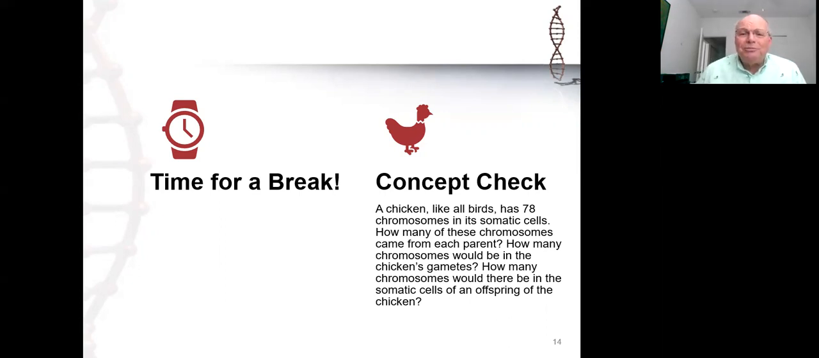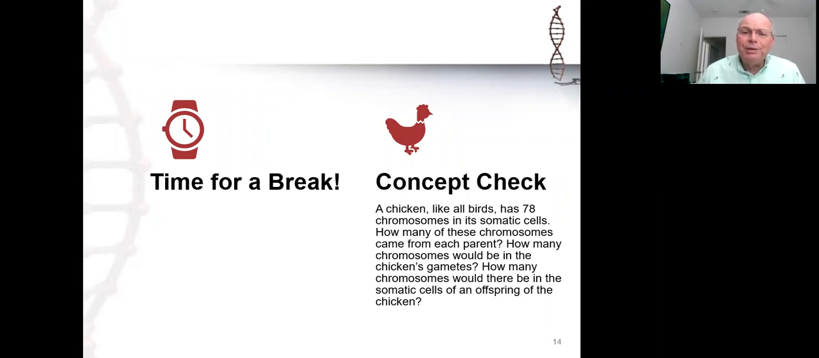Well, remember that somatic cells are diploid. They have two complete sets of chromosomes. So to find out how many chromosomes came from each parent, all we need to do is divide 78 by 2, and that will give us the half number of chromosomes, or the number of chromosomes in one complete set. And of course, 78 divided by 2 is 39. So half the chromosomes, or 39 of the chromosomes in each somatic cell, came from one parent. 39 of the chromosomes came from the other parent.